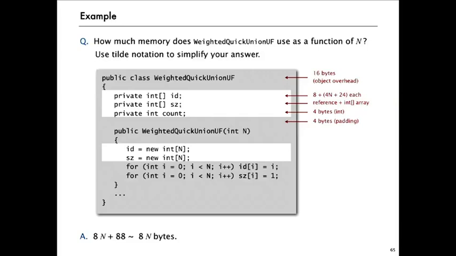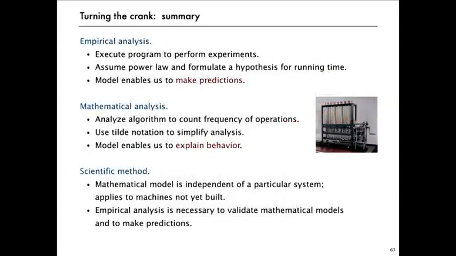And again, all that's saying is when n is large, all we are going to care about in terms of analyzing the memory is that we've got 2 arrays of size n, each one of which takes 4 bytes per entry, for a grand total of 8n bytes. Okay, so in summary, we really can figure out how many times we have to turn the crank on modern computers. We can do it with empirical analysis, where we actually execute the program to do experiments and assume a power law, formulate a hypothesis, and make predictions.